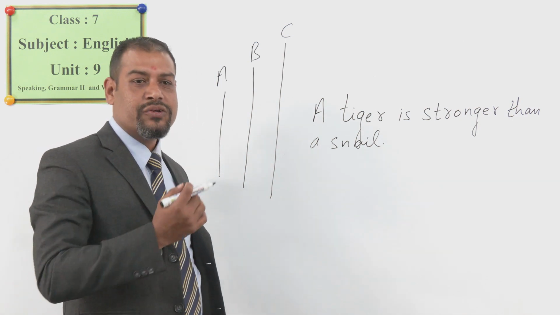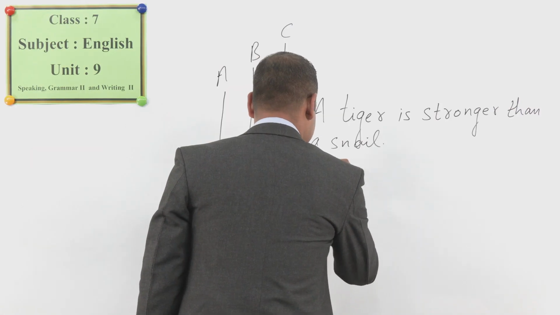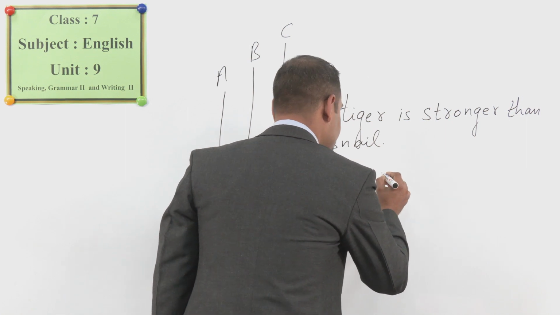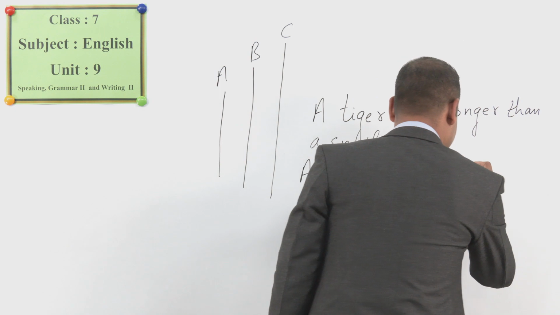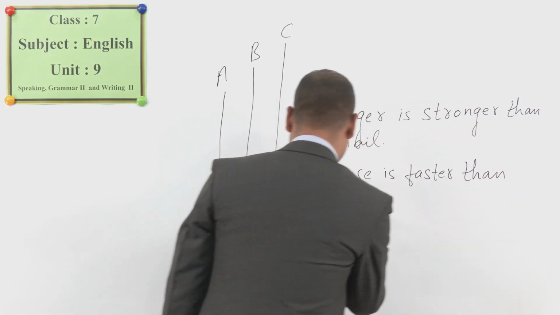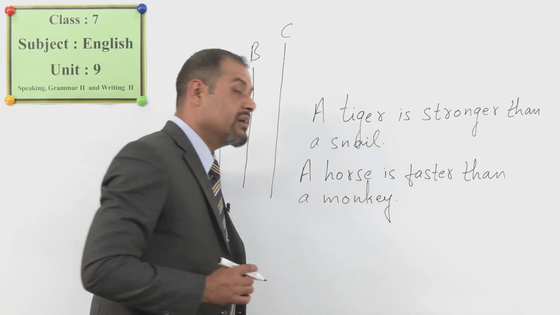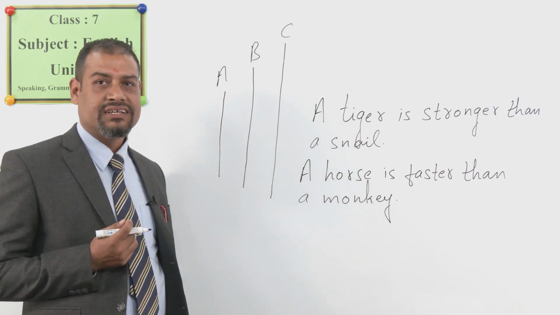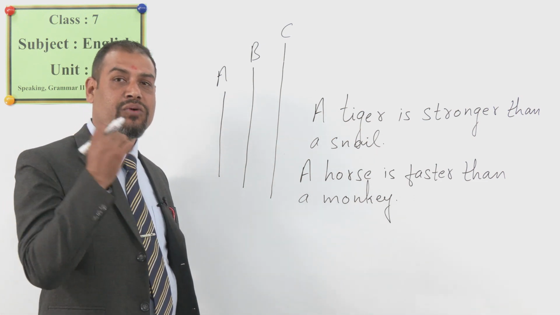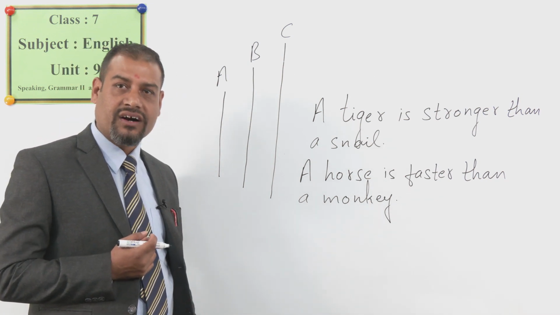Okay. Now again you can see, who is faster, a monkey or a horse? Now you can compare like this: a horse, H-O-R-S-E, is faster, F-A-S-T-E-R, than, T-H-A-N, a monkey. So repeat it once again. Yes, a horse is faster than a monkey. So if a horse and a monkey run together, the horse is faster.